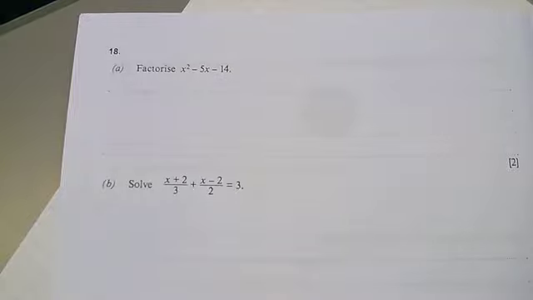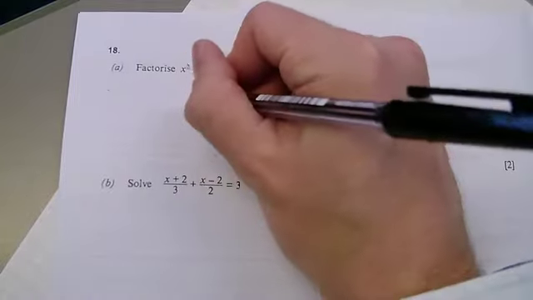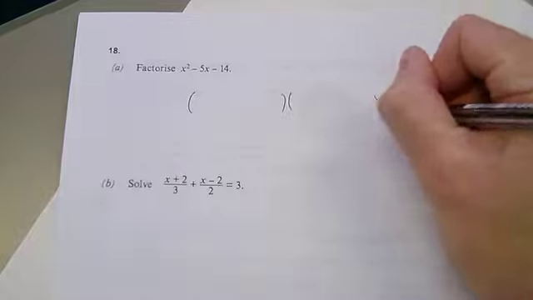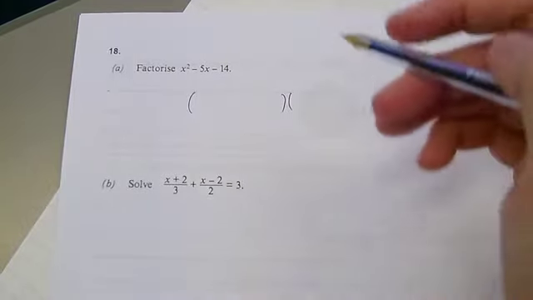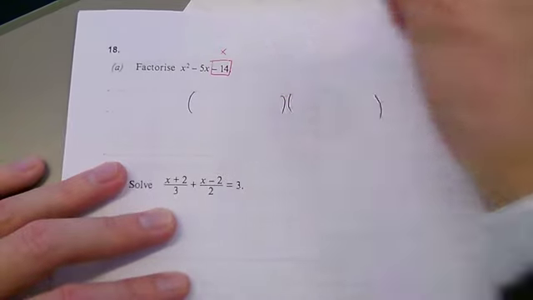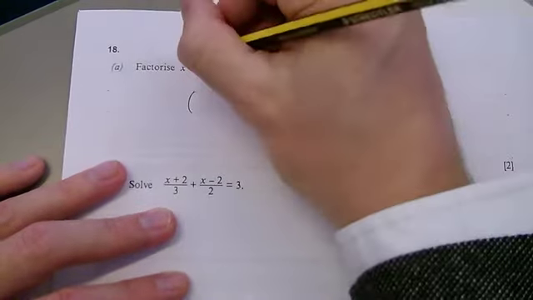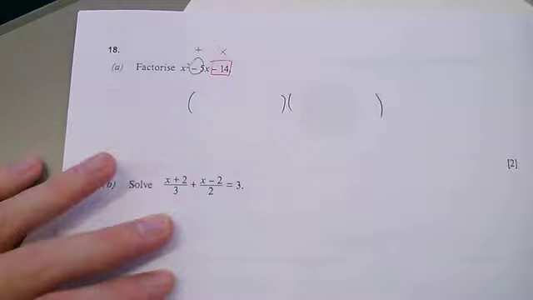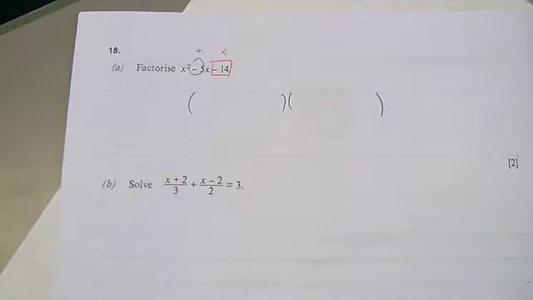Okay, so first one, factorize. That means put it back into double brackets, and in this case it's quite easy because there's no coefficient in front of x squared. So you're just looking for a pair of numbers that multiply to make minus 14, and they add to make minus 5. Okay, can anyone think of the pair of numbers that do that?